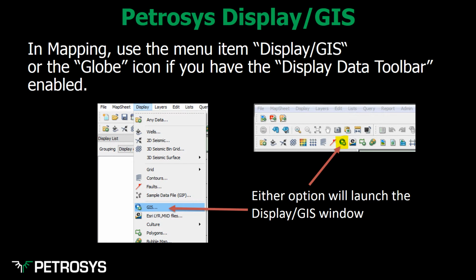You can use three methods to display GIS data. The first is to use the menu item Display and select GIS from the list. A second method is to use the globe icon on your toolbar. If you have not enabled your icons, they can be set by using the menu item View and the option Toolbars and toggle on the Display Data toolbar. See the help pages for more information. The third method is to use drag and drop, which I will show you in the demonstration.